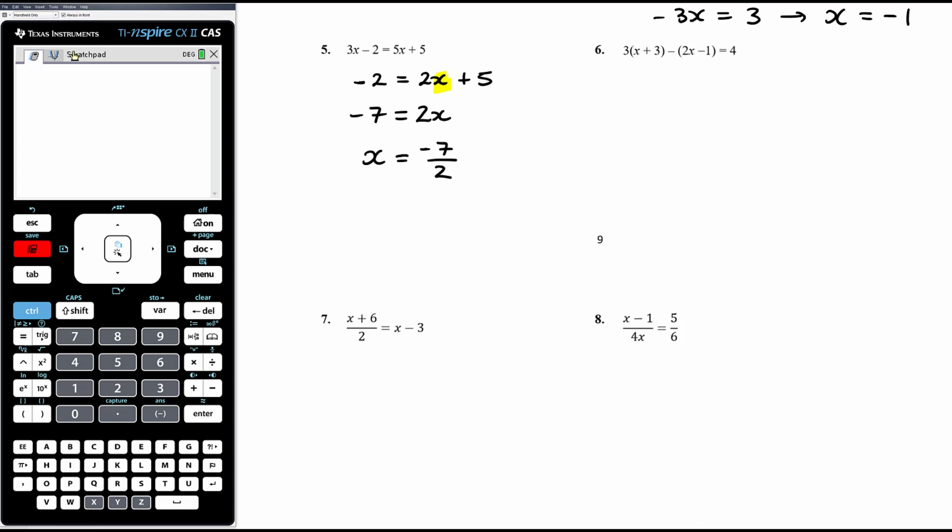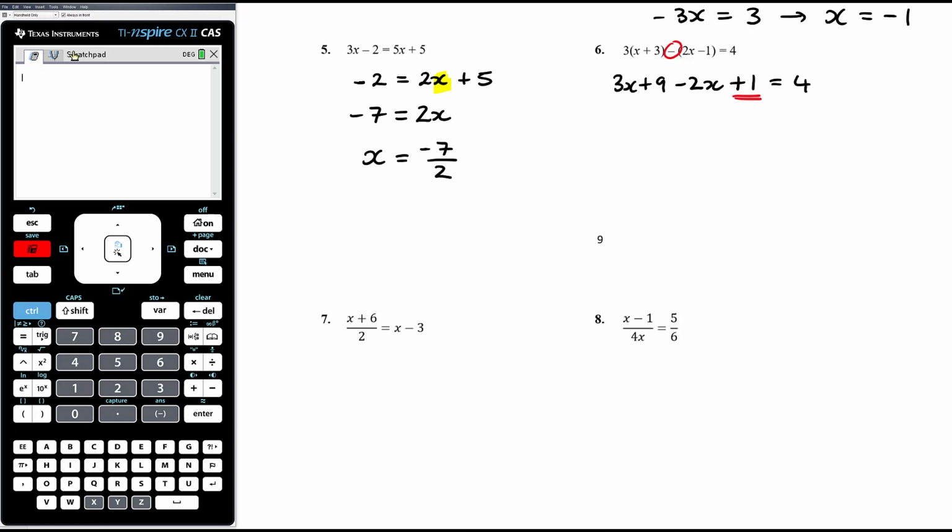Okay, example 6. The place we're going to go awry here is not being careful about this negative. So this negative in here implies that we've got negative 1 times that whole second bracket. So we need to make sure that we're careful when we expand out those brackets. So expanding out the left-hand side, 3 times x plus 3 is 3x plus 9. And then we've got negative 1 times 2x minus 1. So it's negative 1 times 2x, which is minus 2x. And negative 1 times negative 1, which is plus 1. Okay. Here's the term where you'll make the error if you're not careful about what's happening with that negative there. And then the right hand side just equals 4.